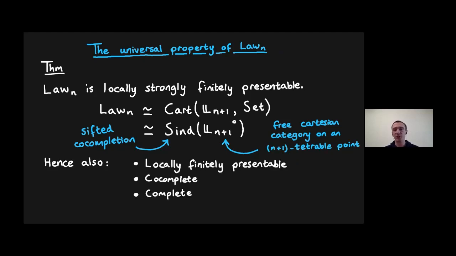And this implies several nice properties of our category that are probably more familiar. So this means that it's locally finitely presentable as well. And it also means it's co-complete and complete. So it has all small limits and all small co-limits, which is very useful for talking about algebra, because it means we can glue things together in nice ways.